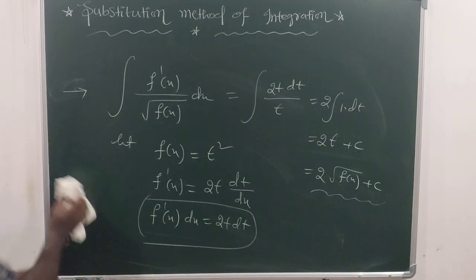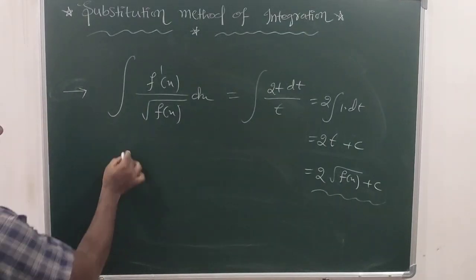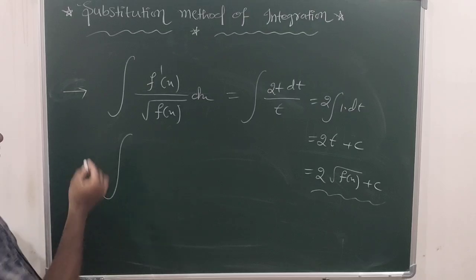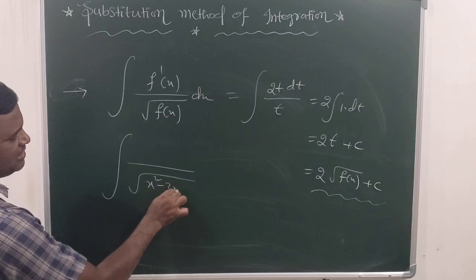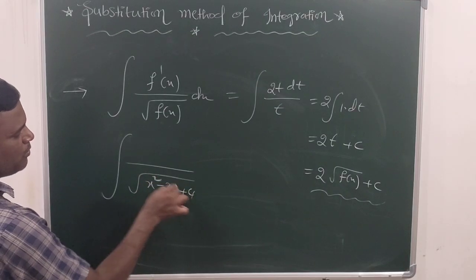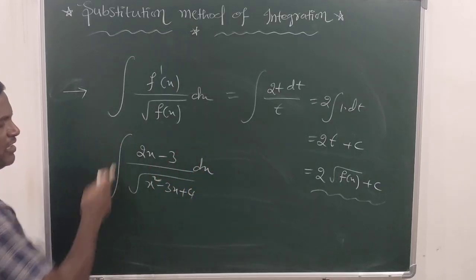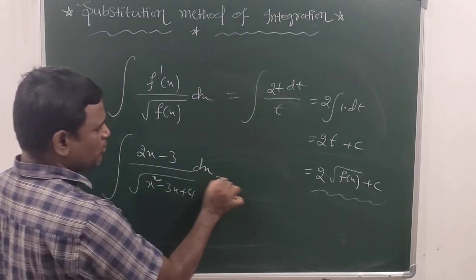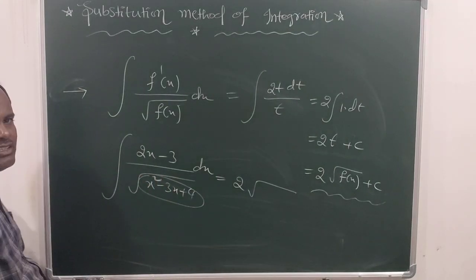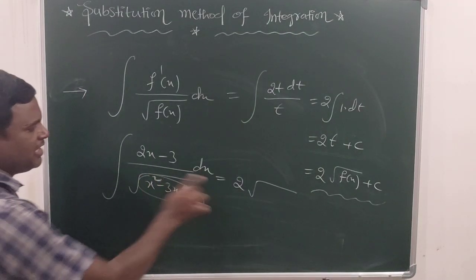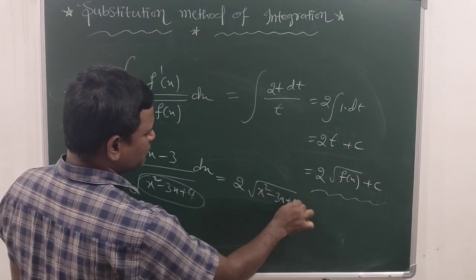Shall I give an example? Yes. See this. You can take the previous example: x square minus 3x plus 4, whose derivative is 2x minus 3 dx. If a function is given like this, then its integral will be 2 into root of f of x. Here this has to be taken as f of x. Write that value over here: 2 root of x square minus 3x plus 4 plus c.